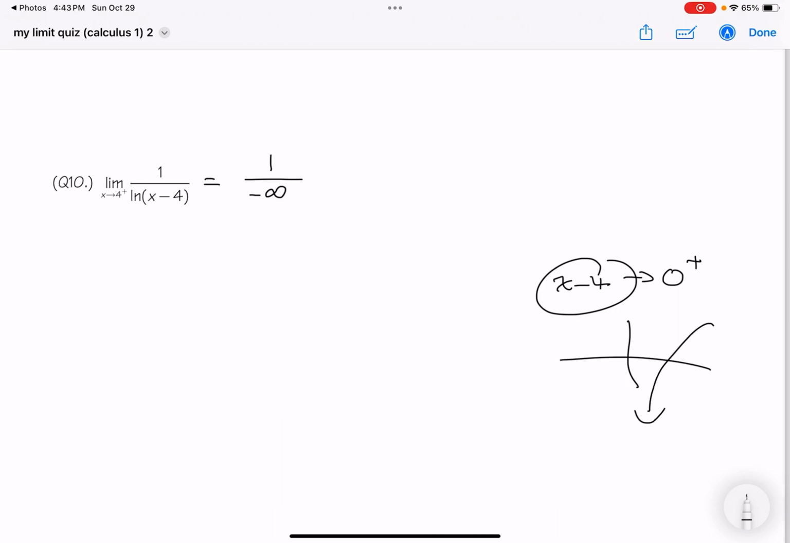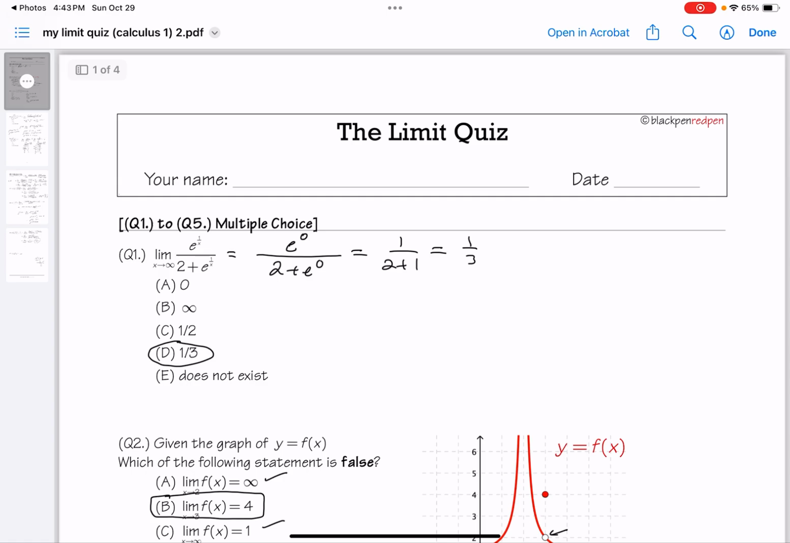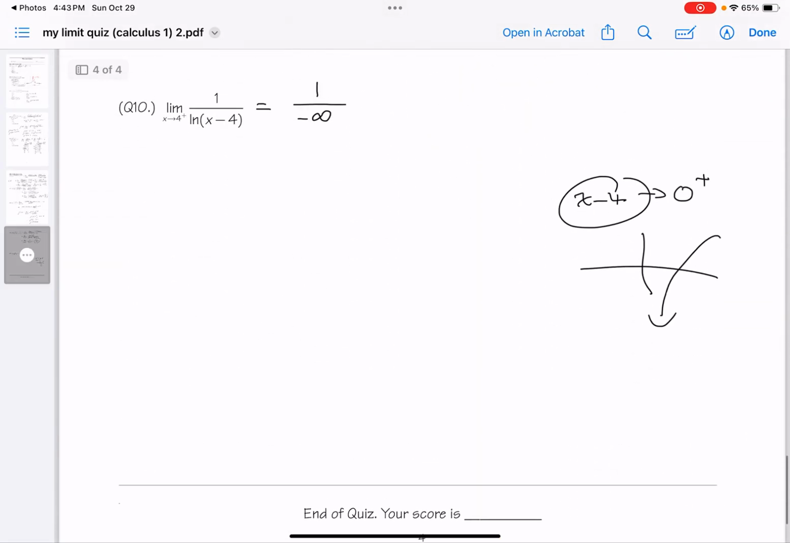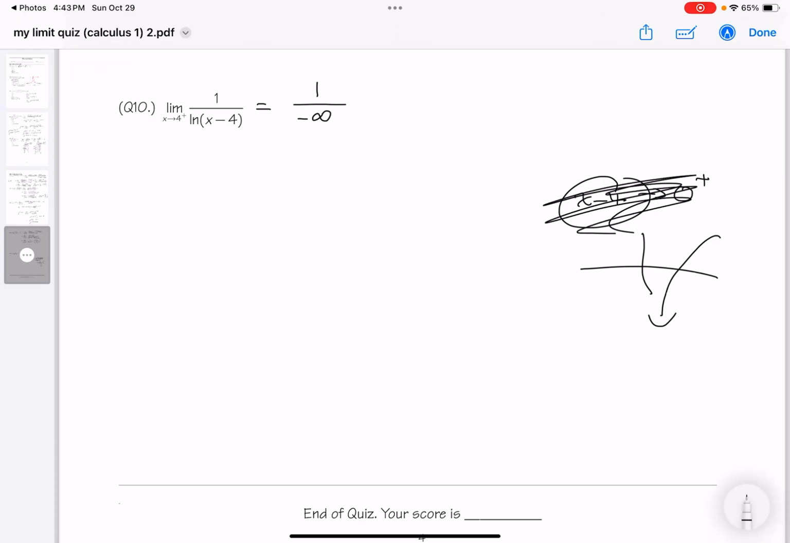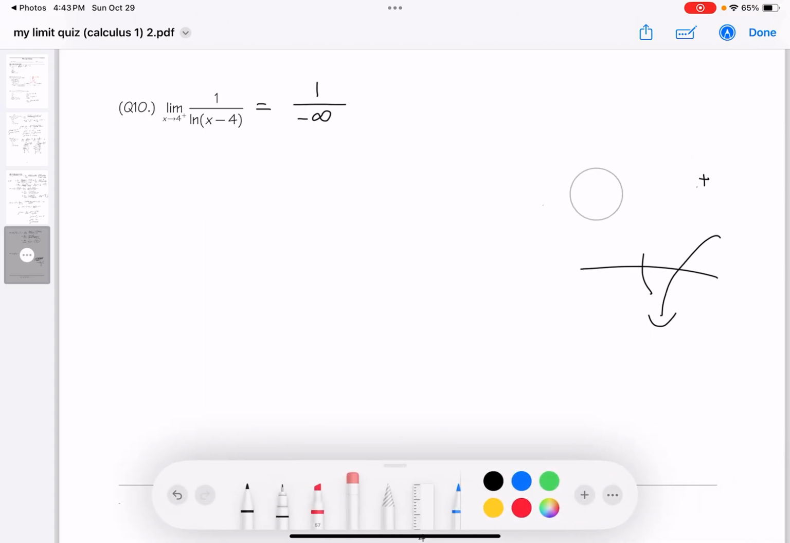So let me get my eraser out. Oops, I didn't mean to do that. I meant to get my eraser out. And let me start to erase things I don't need. Again, looking at this, 0.